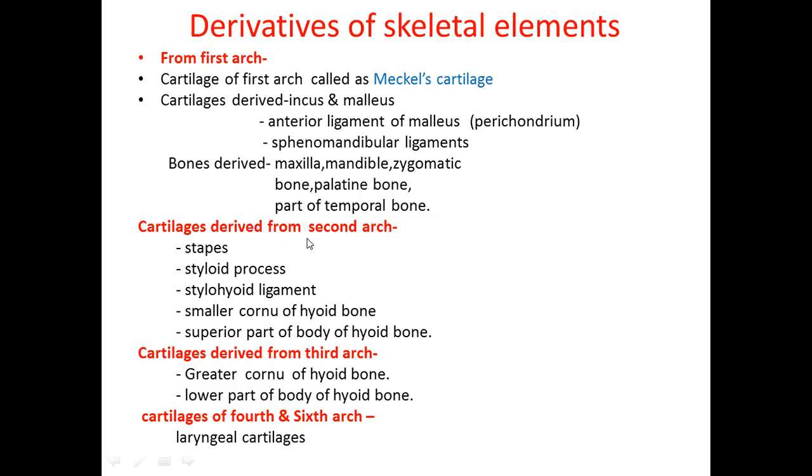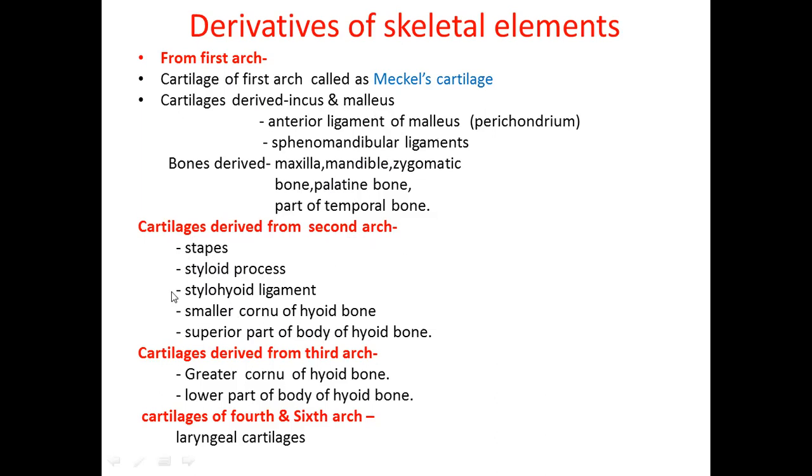Cartilages derived from the second arch are the stapes, the styloid process, the stylohyoid ligament, the lesser cornu of the hyoid bone, and the superior part of the body of the hyoid bone. These all are the structures derived from the second pharyngeal arch.